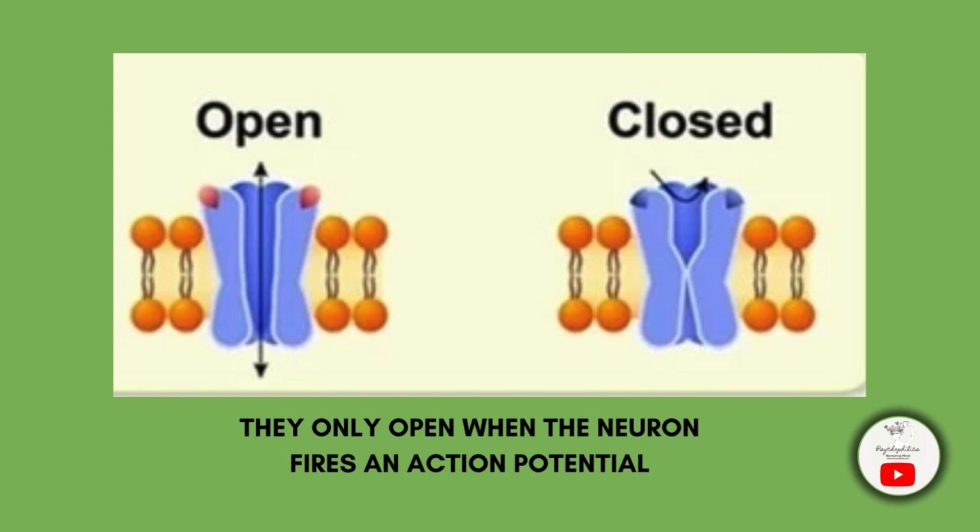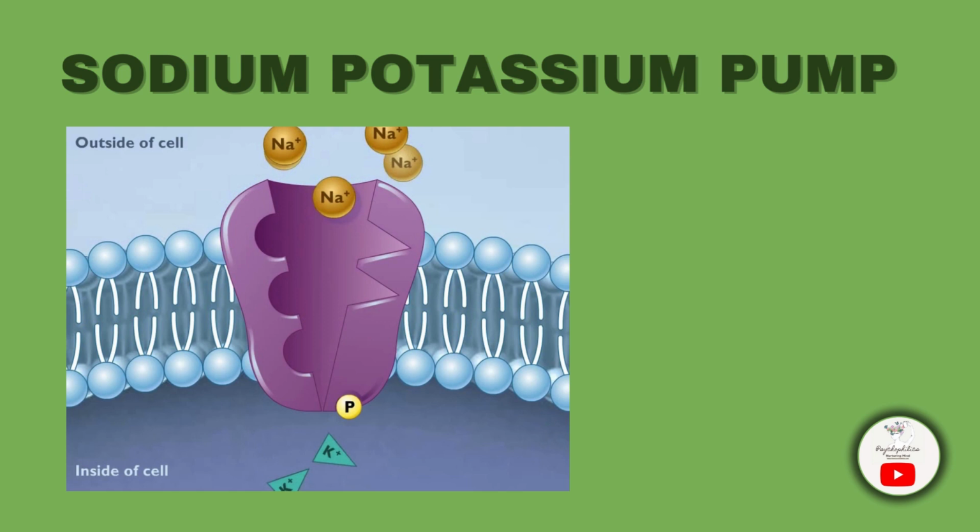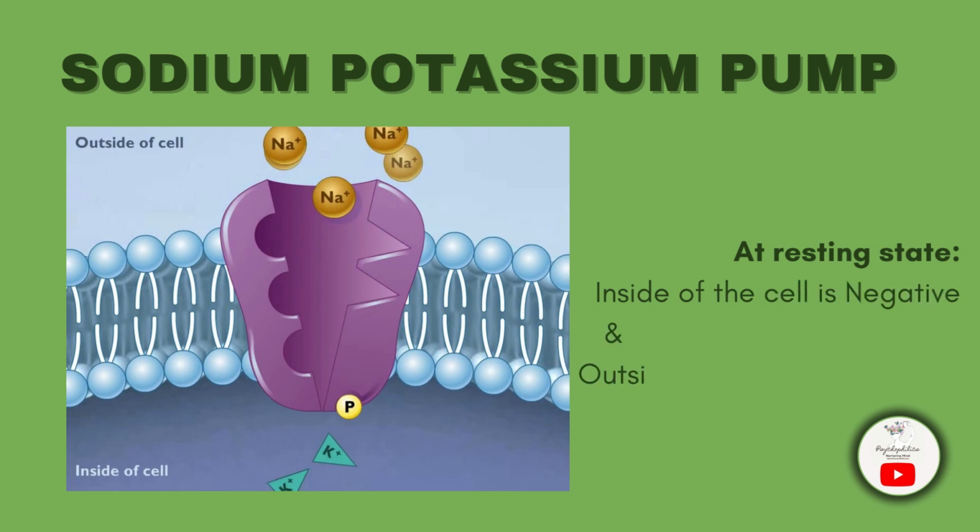An important part of the membrane to note is the sodium-potassium pump. This pump keeps expelling free sodium ions from inside to outside the membrane, and at the same time takes in two potassium ions from outside to inside. This mechanism plays an important role in maintaining the resting state. The inside of the cell is negatively charged and the outside of the cell is positively charged.